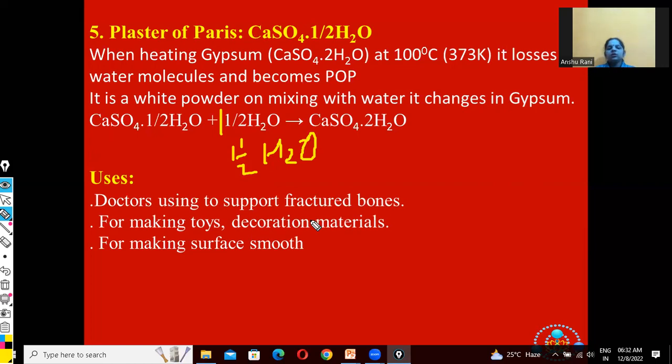Plaster of Paris is used on fractured bones to give them support. It is used to make toys or decoration material. It is used to make the surface smooth in our false ceiling. We are using POP.